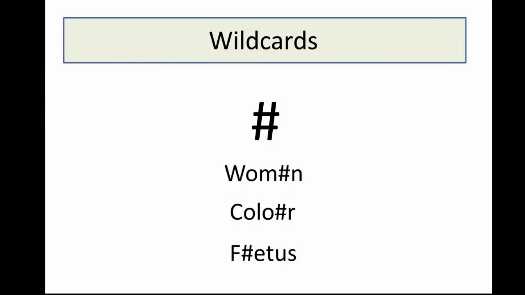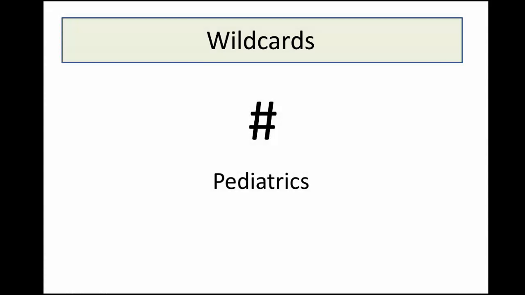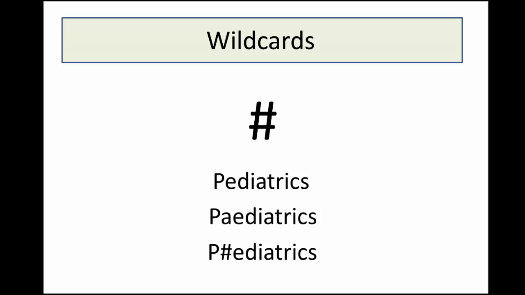Wildcards are a similar tool you can use to find results for a word with variant spelling. Unlike truncation, which only finds variant endings, wildcards can find variations within a word as well. For example, pediatrics can also be spelled paediatrics. Using the hashtag replaces 1 or 0 letters, so it finds exact results and results that have only 1 letter variance.